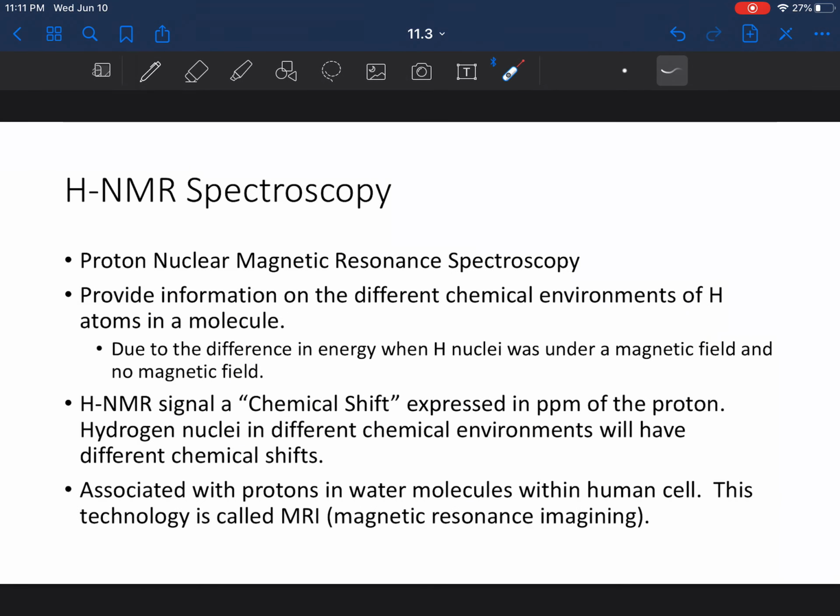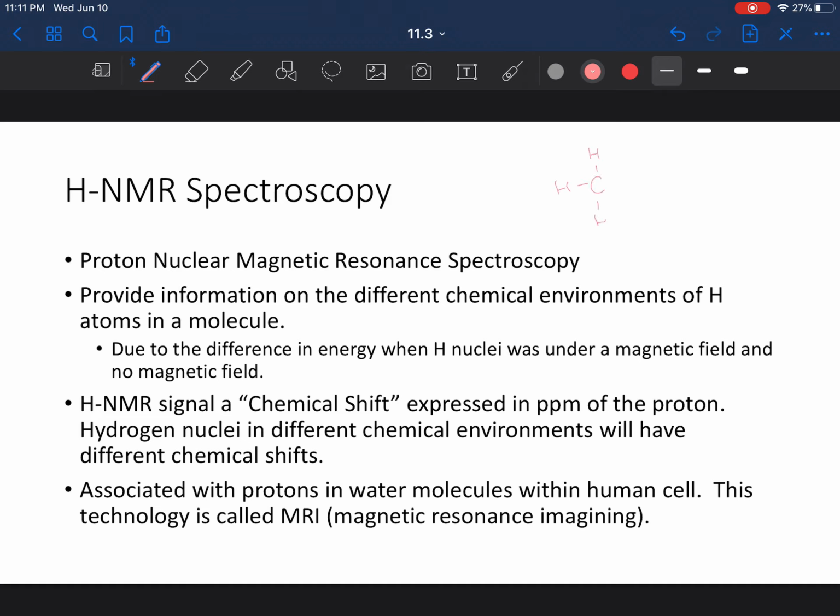Who knows? All right, so HNMR stands for Proton Nuclear Magnetic Resonance Spectroscopy. It really doesn't matter if you know the name or not. All you need to know is what it does. Well, it tells you what the hydrogen environment of an atom is. Huh? What do you mean? Well, let's take a look at some examples.